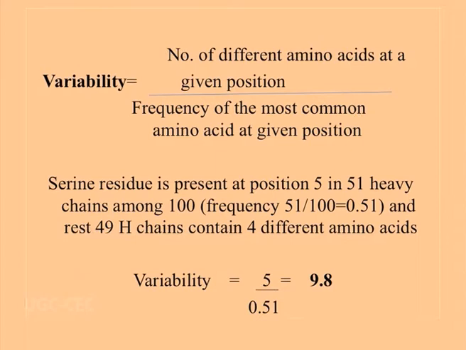Suppose we have sequenced 100 heavy chains. Among them, 51 heavy chains contain serine residue at position 5. Clear? So, this is the most common amino acid, and its frequency will be 51 divided by 100, that is 0.51. And suppose in the rest of the heavy chains, that is in 49 heavy chains, 4 different amino acids are present. So, the total number of amino acids at position 5 is 5, divided by the frequency of serine. It will give us the value of variability.